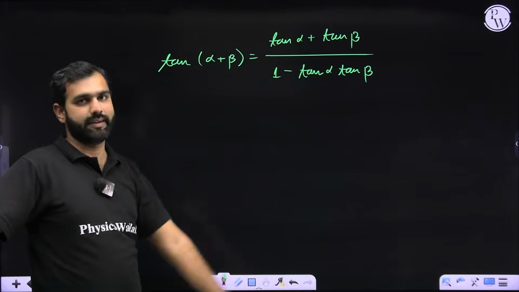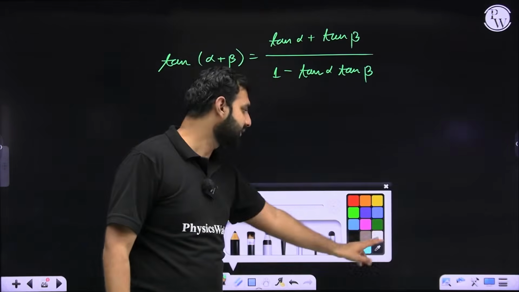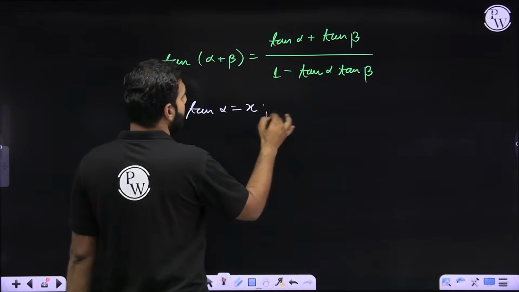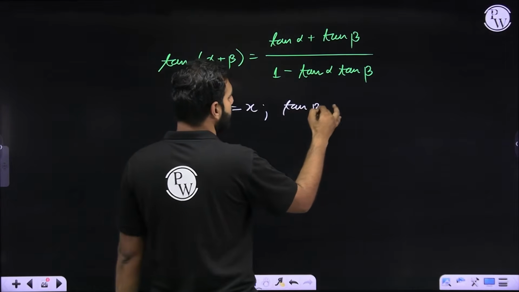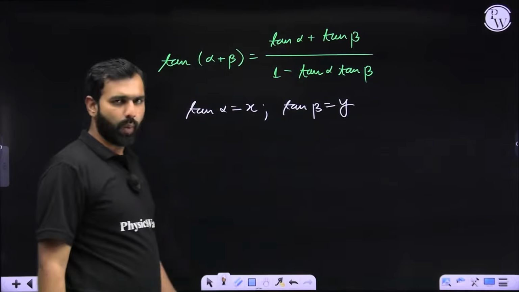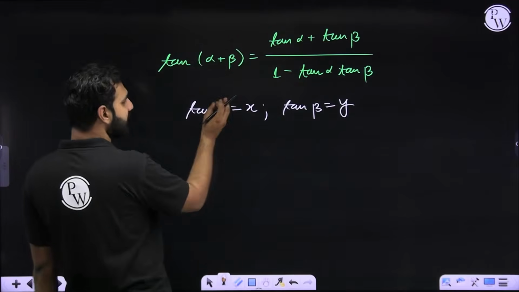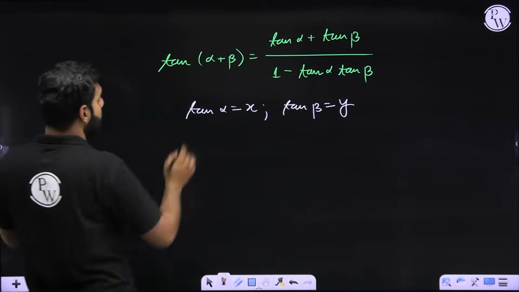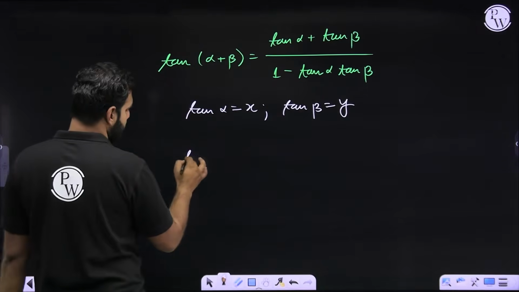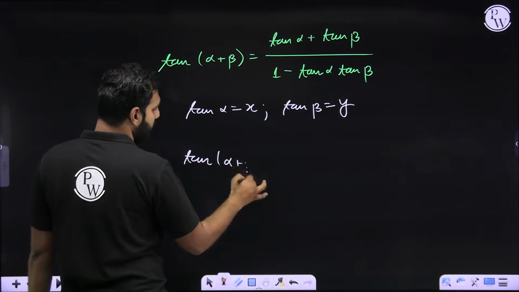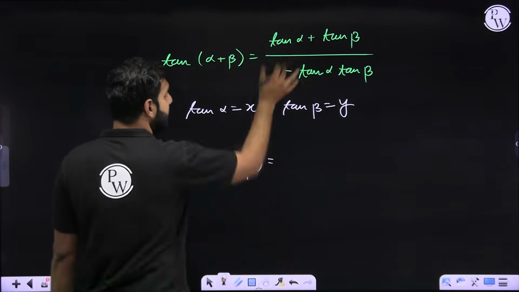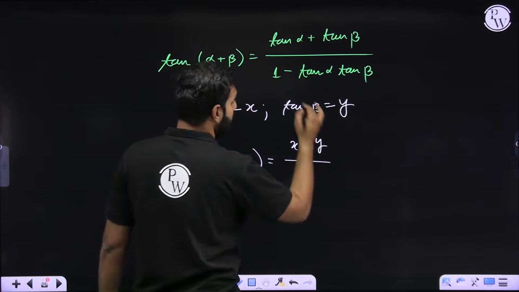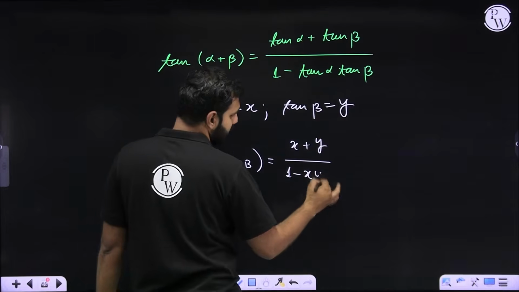That same result can be used in a different sense when I say that, let's say, tan alpha is equal to x and tan beta is equal to y. When I have it, I won't hesitate in saying that alpha is tan inverse x, beta is tan inverse y. From here, can I not say that tan of alpha plus beta can be said as tan alpha, which is x, plus tan beta, which is y, upon 1 minus tan alpha tan beta, which is 1 minus xy.